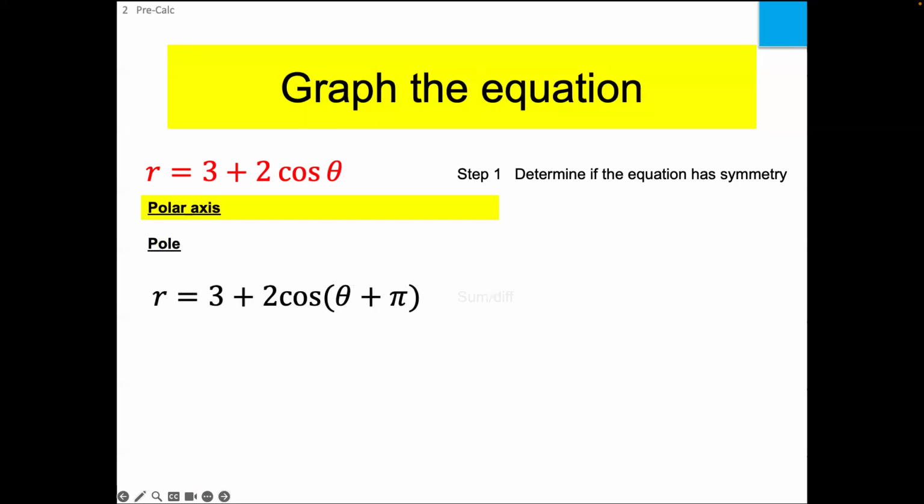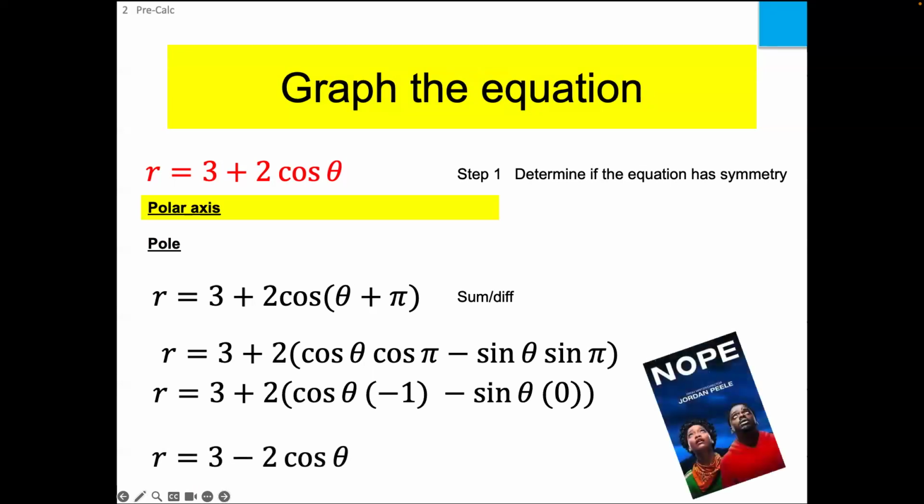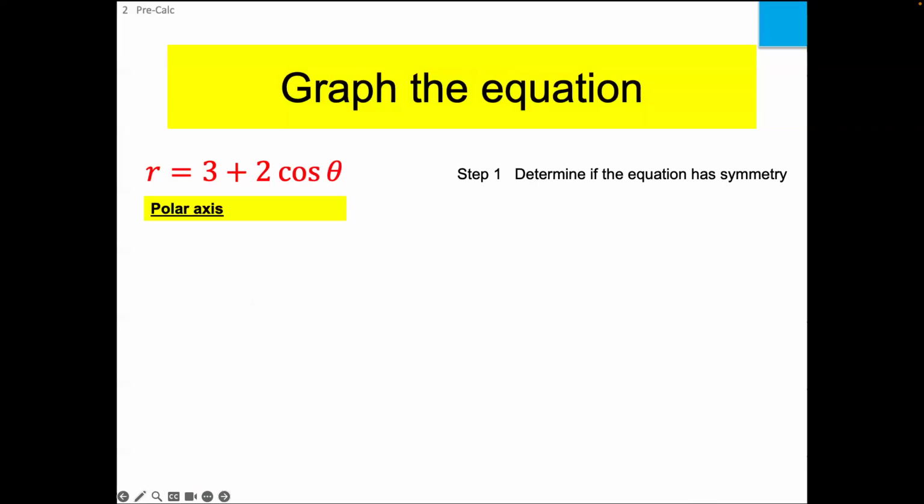Last one is we replace theta with theta plus pi. You should probably see what's about to happen here. This is the sum identity, so this time opposite signs: cosine, cosine, sine, sine. Cosine of pi is negative 1, sine of pi is 0. The negative moves to the front, and so, yep, we got symmetry. Oh, sorry, no, negative. I convinced myself. If it has one, does it have the other? It may or may not. Sometimes you can see the logic behind it, sometimes you can't.